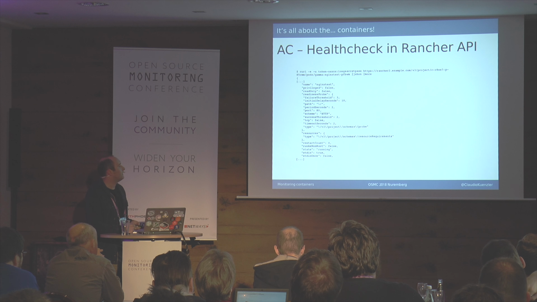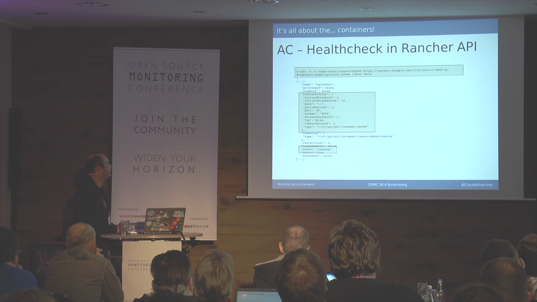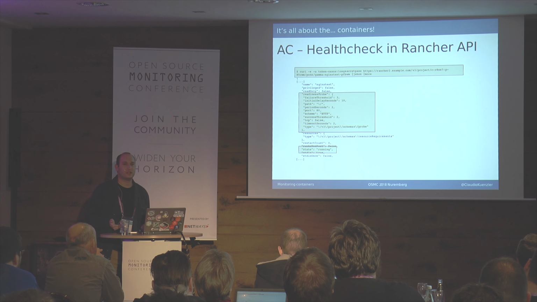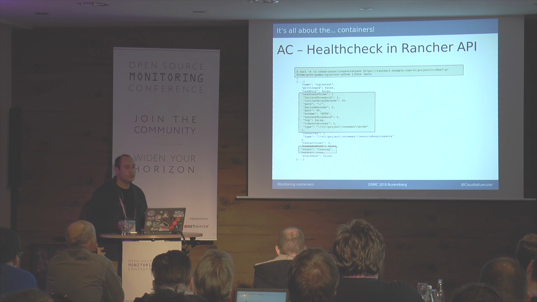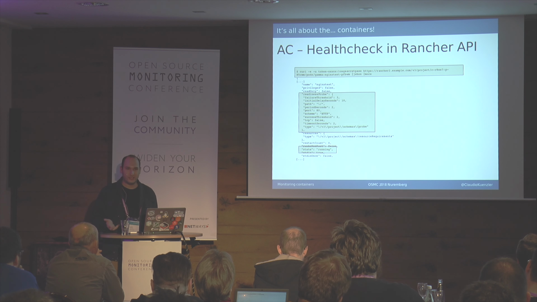And of course, we can also check it in the API. We just use curl to access the HTTP API from Rancher, and we see the readiness probe. Further down below, there would be the liveness probe as well. Most importantly, we have the state, which gives us back the actual state of the container. If both readiness probe and liveness probe succeed, then we have a running state.